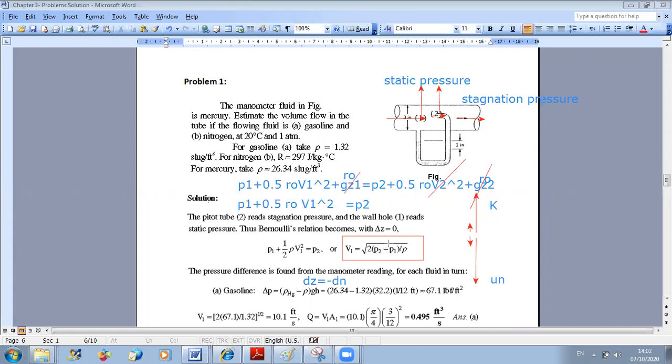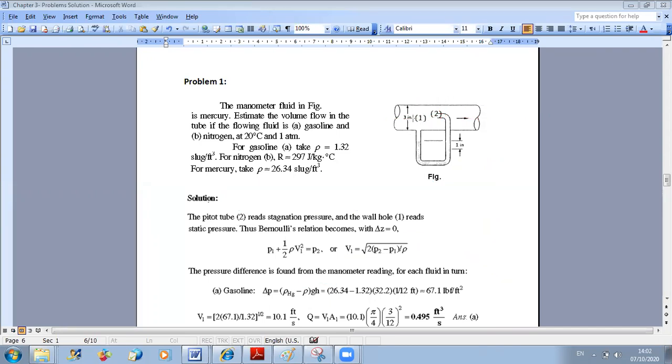In order to continue, I should know what delta P is. To find delta P, I should look at my manometer. You know that a manometer can give me the variation in pressure. So to calculate delta P, I should do the analysis of the fluid in the manometer. So let us see what is happening from point 1 to point 2.